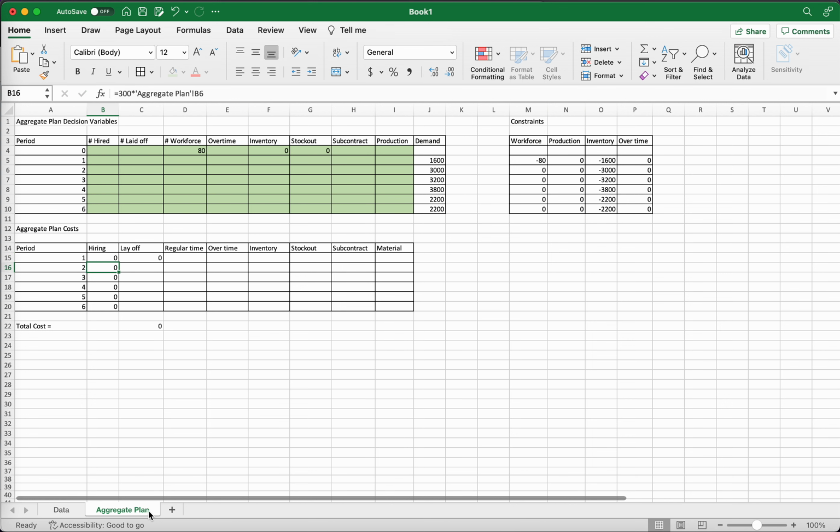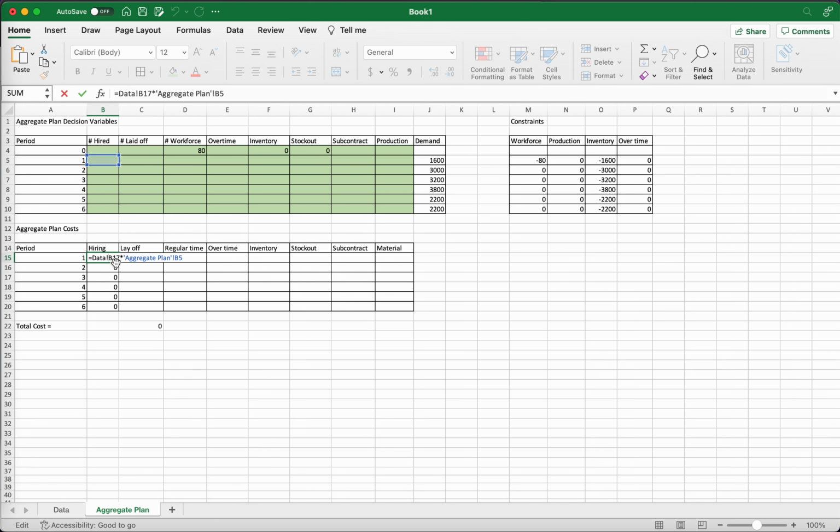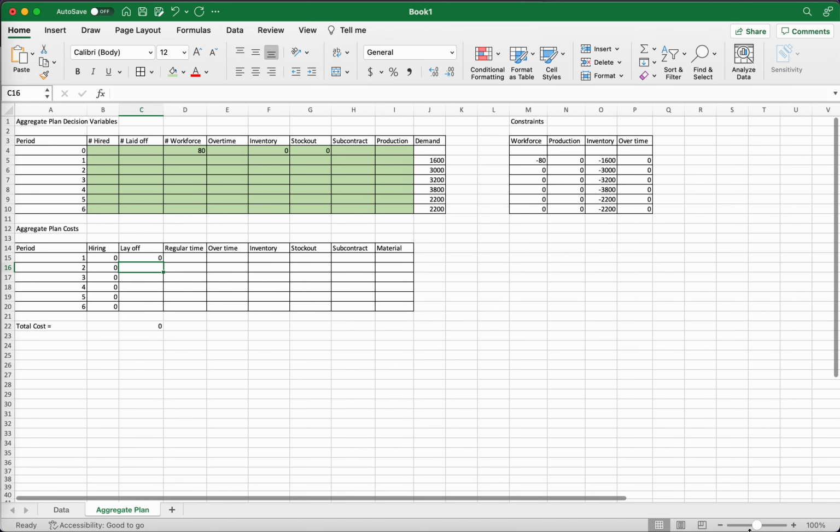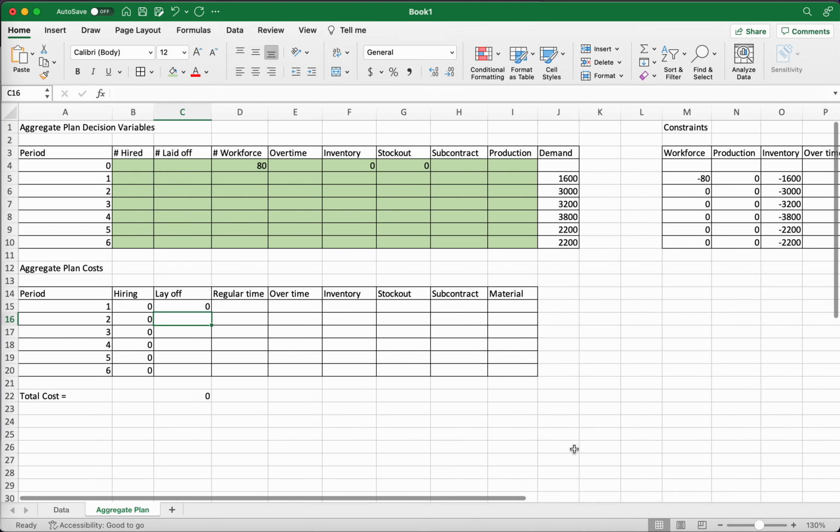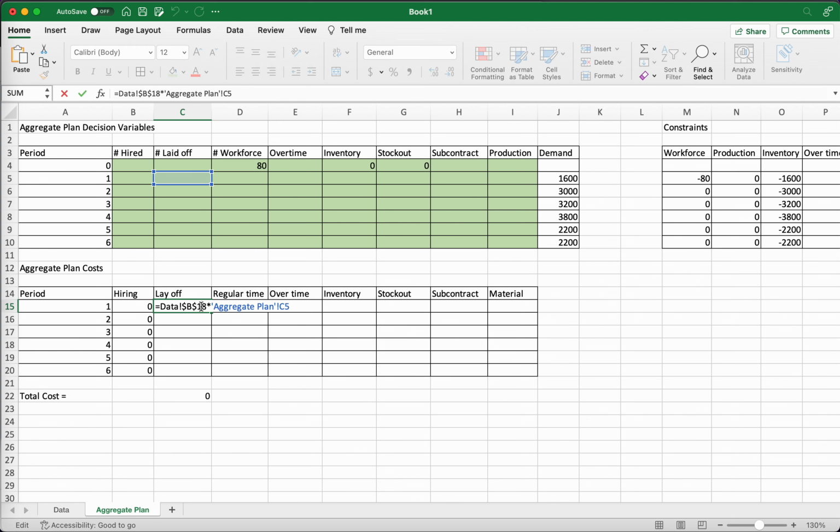All right, good. So that's that. And I'm going to fix this with $B$17, and then we will copy the formula down. The same here. This is $B$18, so it's an absolute reference. Let me make the font bigger in case you're unable to see that. So it's $B$18 times that. So this is the cost of laying off everybody. So that's the total cost.